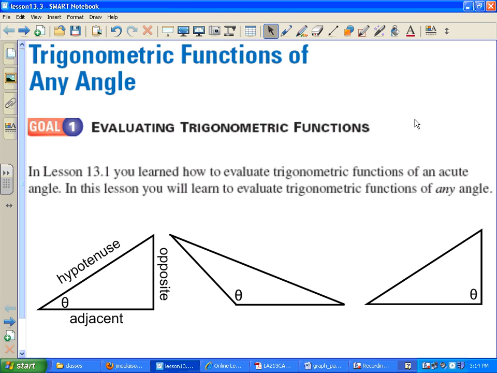In a previous lesson, we discussed determining trig function values for a right triangle where we were determining the values for one of the two acute angles, either the angle theta here or potentially this acute angle here. In this lesson, we'll talk about calculating trig function values when the angle is obtuse, such as this case, or when the angle is a right angle or a multiple of 90 degrees, such as 180 or 270.